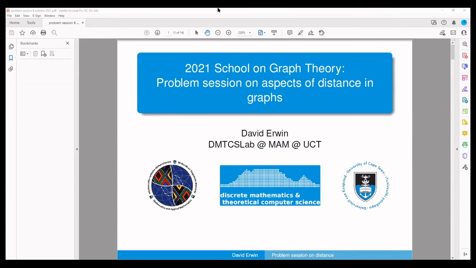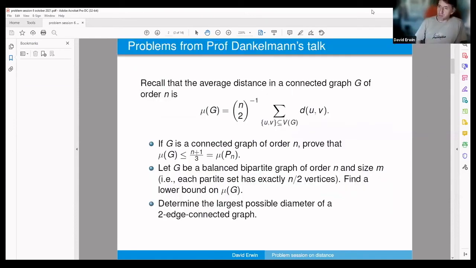So let me just see if I can page down here. These are the problems I mentioned, which are problems that Peter suggested based on some of the things he talked about in his talk. Some of them are things he explicitly mentioned, and some of them are sort of inspired by things he explicitly mentioned in his talk.